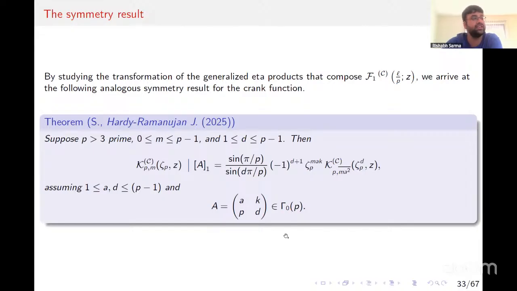and that leads us to the analogous symmetry result for the partition crank, which is exactly the same as the partition rank. And to find this result is easier than for the partition rank. Finding the result for the partition rank involves breaking it down into different modular objects and looking at their transformations one by one. But the crank function is easier to handle because it is a single product, a quotient, so that is easier to handle. Once again, the congruence subgroup for this symmetry result is again Gamma_0(p).